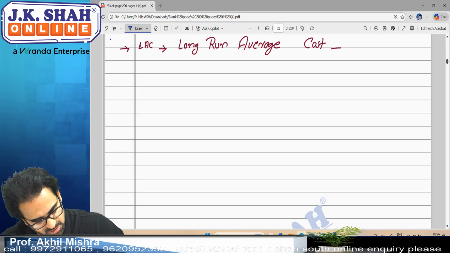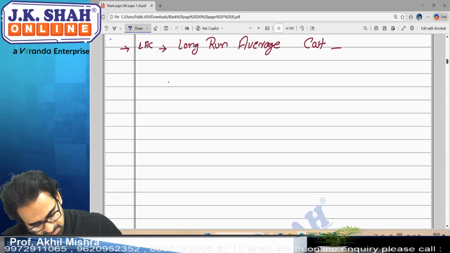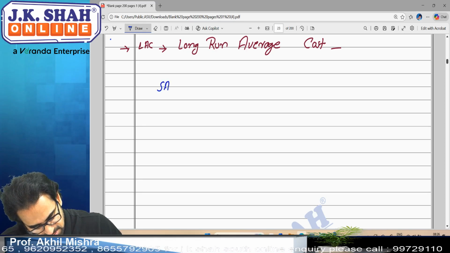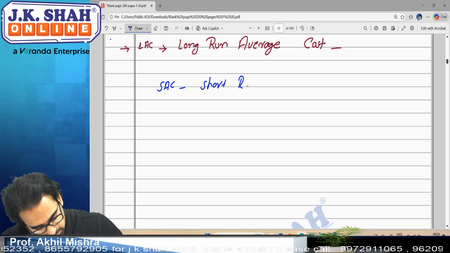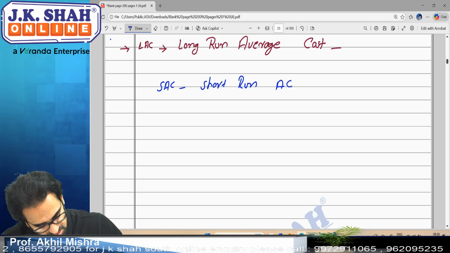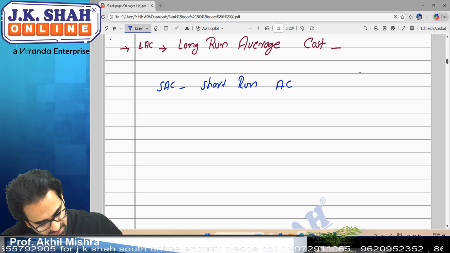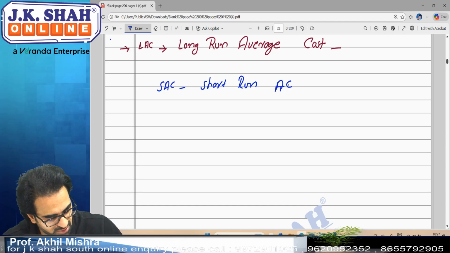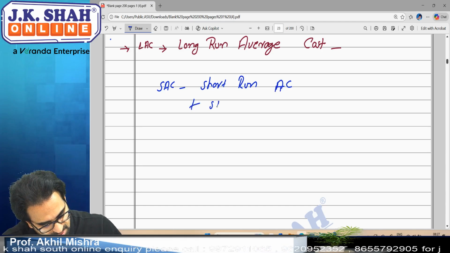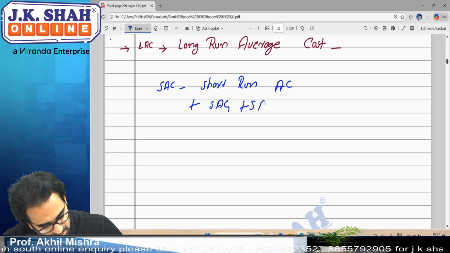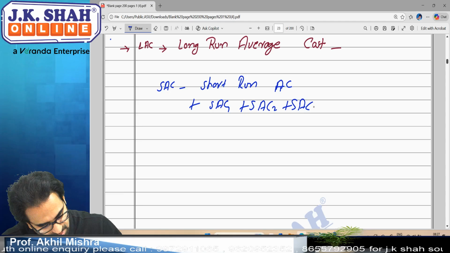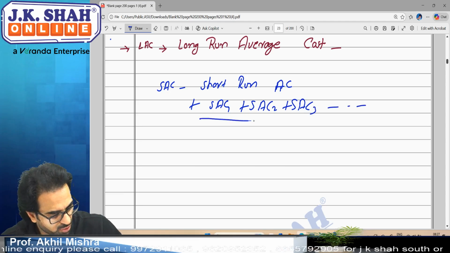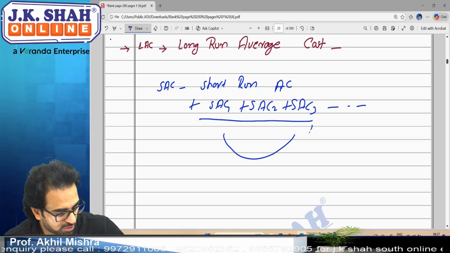So long run average cost is like nothing. See, average cost, this is called SAC. SAC means, as we did yesterday, short run average cost. So how do you get the long run average cost from the short run average cost? If you add lots of SAC, SAC1, SAC2, SAC3, like this, when you add all the SAC, the curve you get will be the LAC. Very simple.